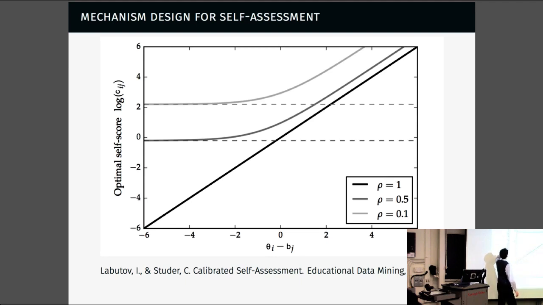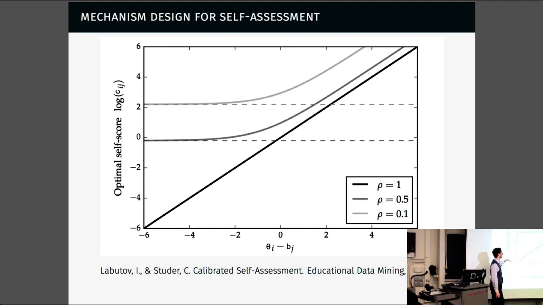I guess here's the log of the self-score. The log of the student score should be, in the setting where we grade everything, or the student thinks we're grading everything, a straight line, right? When we're plotting it with respect to the difference between the ability and the difficulty. So that's why if rho is 1, we have a straight line. Does that make sense? Okay.